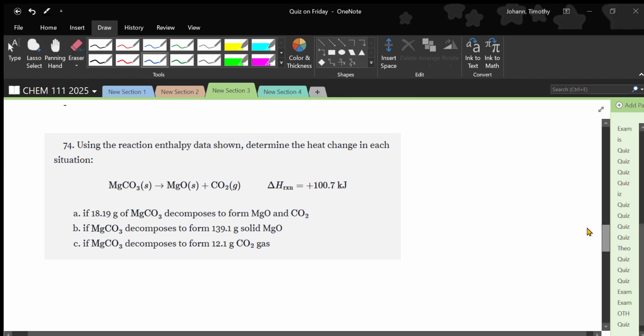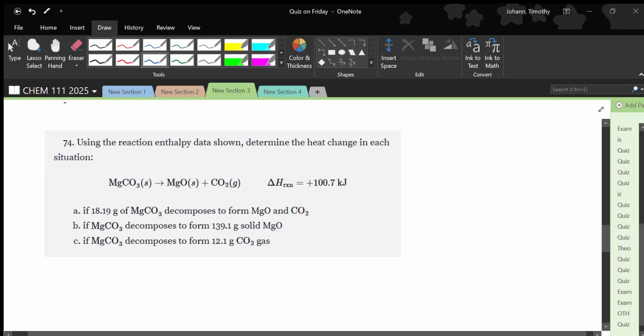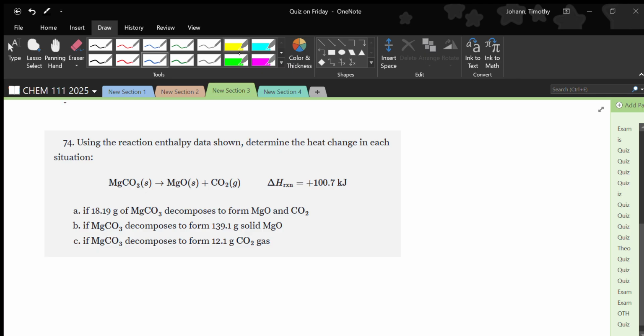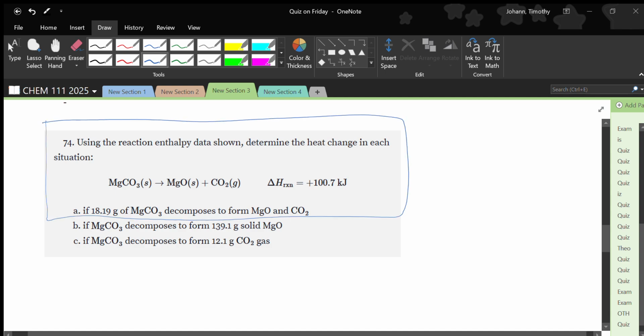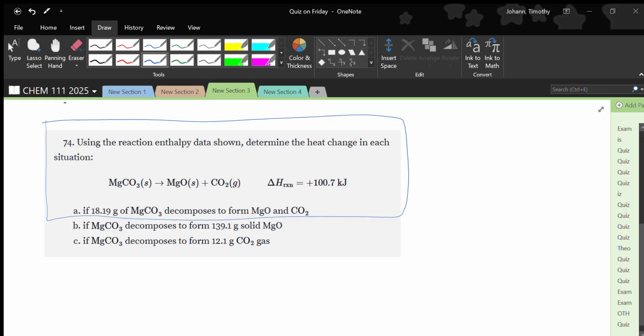So we're just going to jump right in here and do a problem. What I'd like you to do is try this one on your own. I haven't done an example. If 18.19 grams of magnesium carbonate decomposes to form magnesium oxide and carbon dioxide, how much heat is released or absorbed? Is heat released or absorbed?